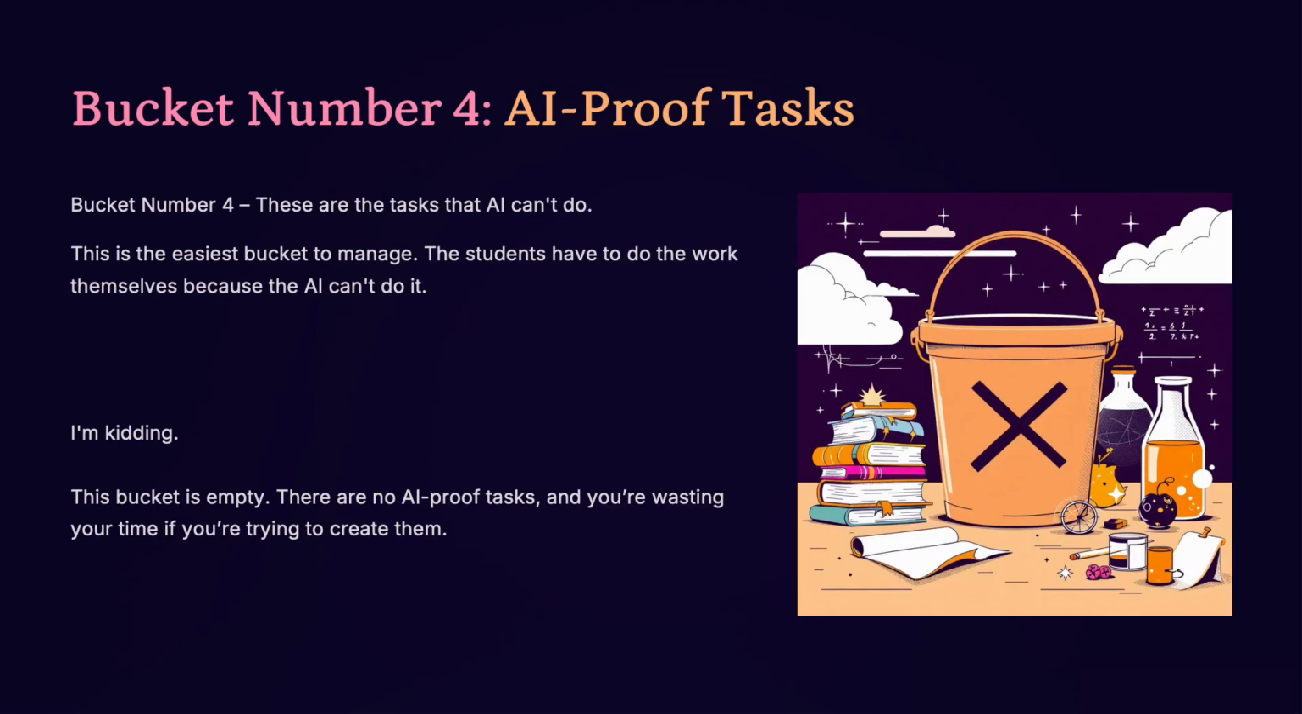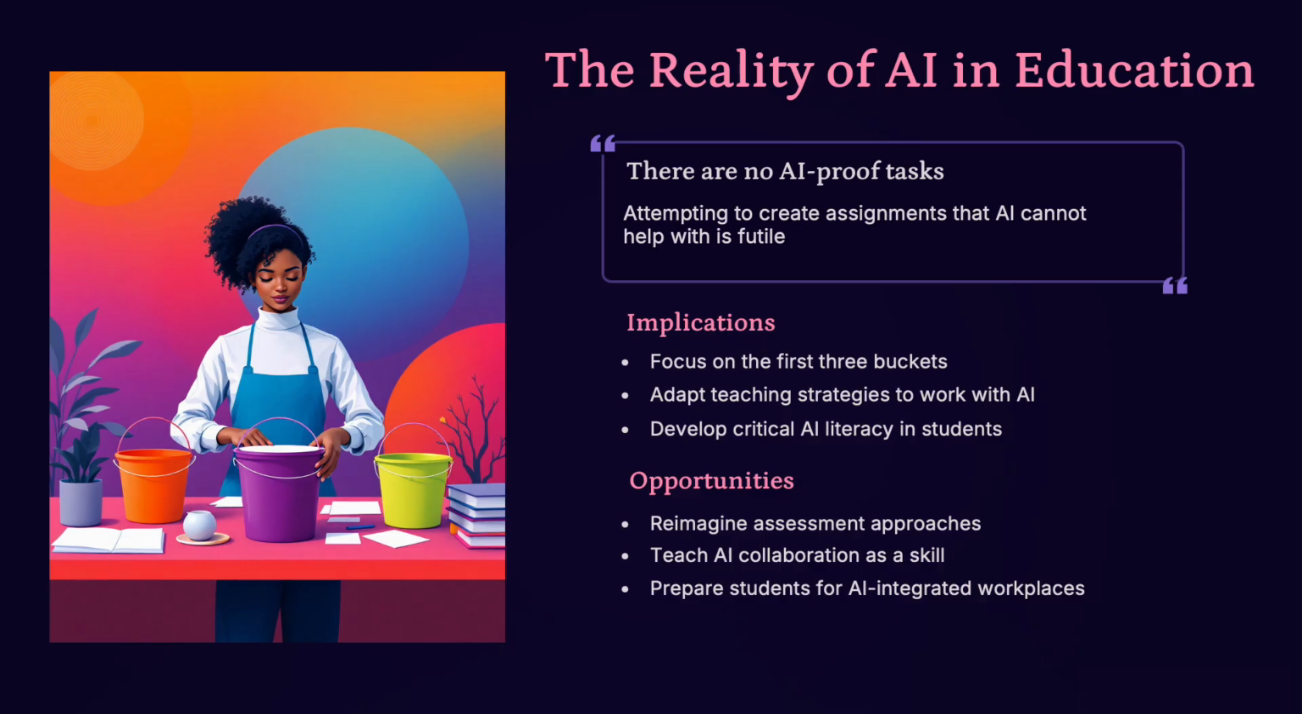Finally, we have bucket number 4. These are for those tasks that AI cannot help our students with. This is the easiest bucket to manage. The students have to do the work themselves because the AI can't do it. I'm only kidding. This bucket is empty. There are no longer any AI-proof tasks, and I think we're wasting our time if we try to design them. The reality of artificial intelligence in education is that there are no AI-proof tasks available to us.